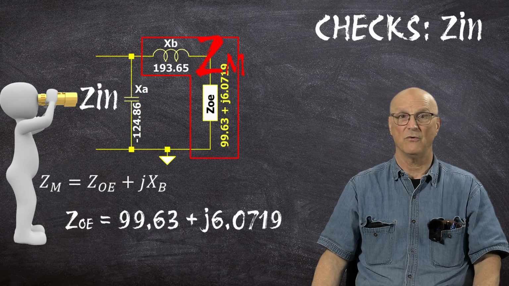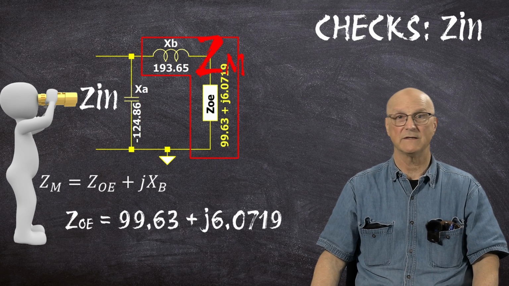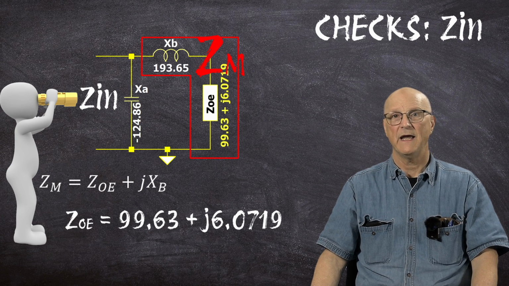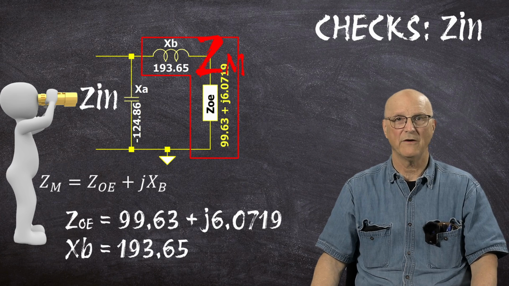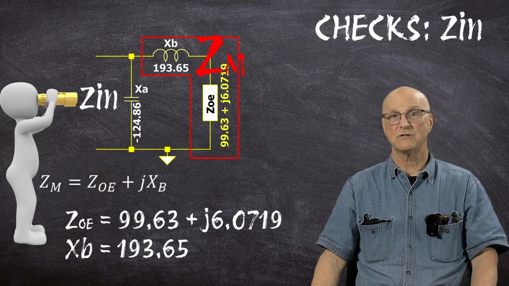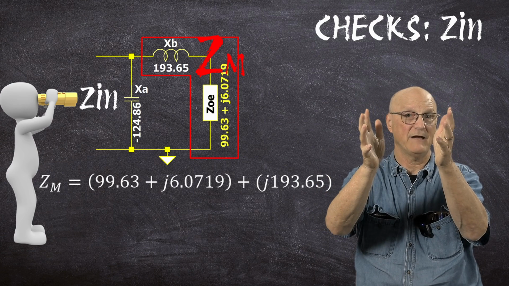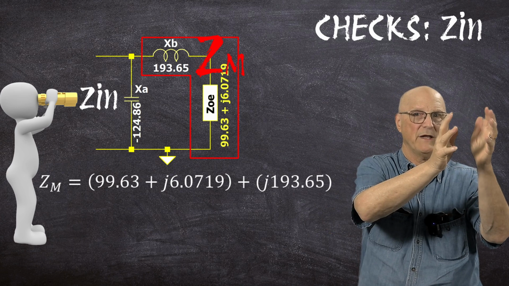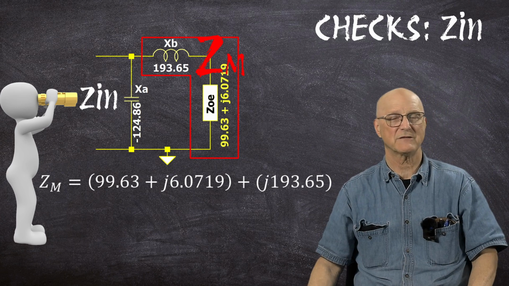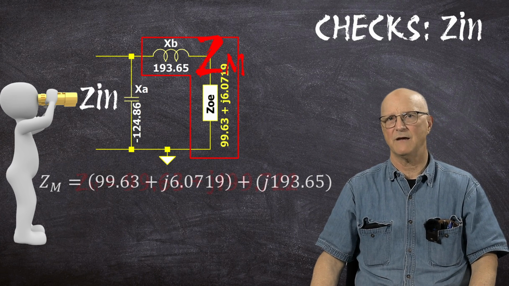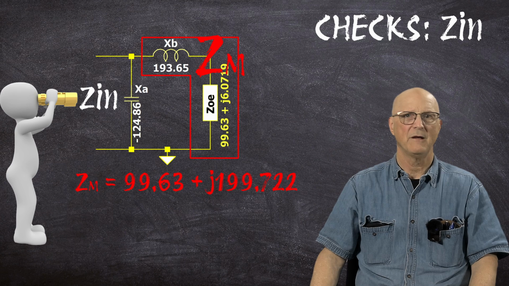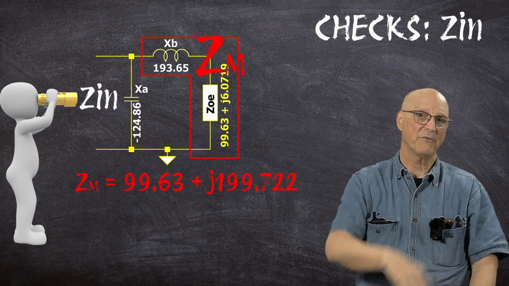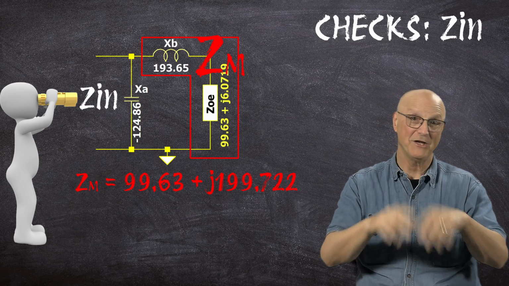And we know that Z_OE is equal to 99.63 plus j6.0719. And XB is equal to 193.65. So Zm is equal to 99.63 plus j6.0719 plus j193.65, which gives us that Zm is equal to 99.63 plus j199.722. We're making progress, but we're not done yet.